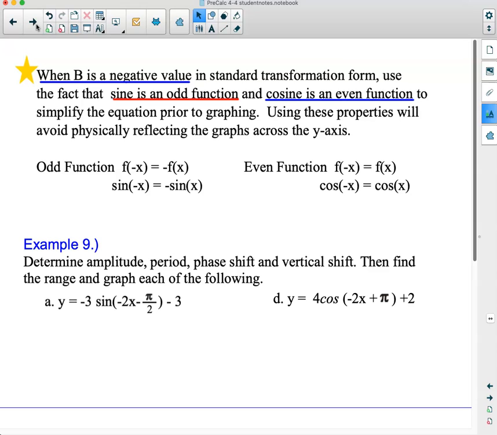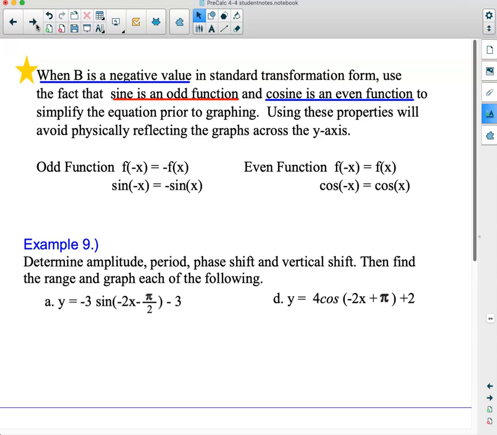So what are we going to do? Well, because sine and cosine are special, they do have symmetry. There are some shortcuts here. So when b is a negative value in standard transformation form, use the fact that sine is an odd function and cosine is an even function to simplify the equation prior to graphing. Using these properties will avoid physically reflecting the graphs across the y-axis.